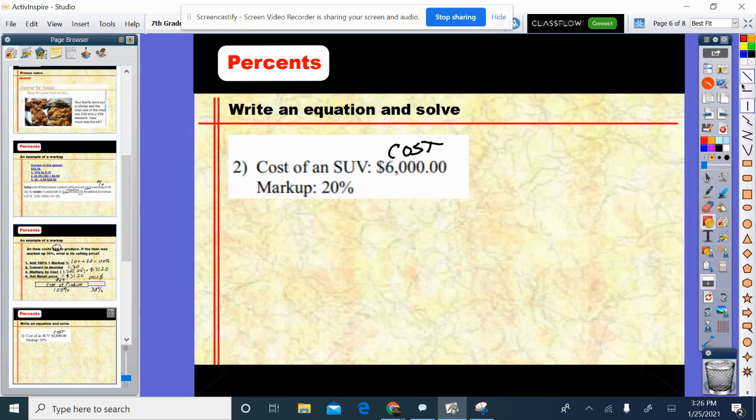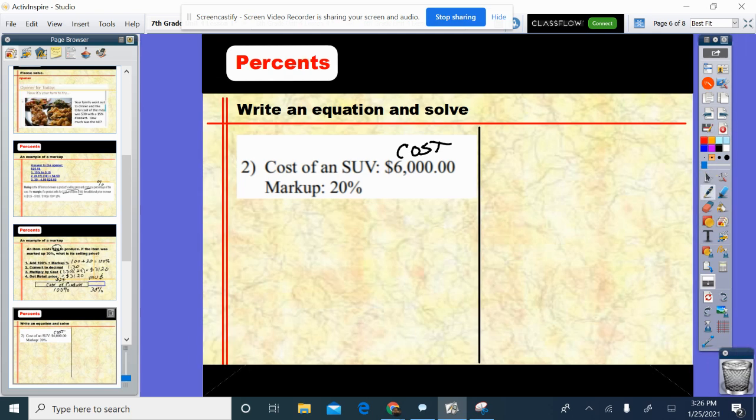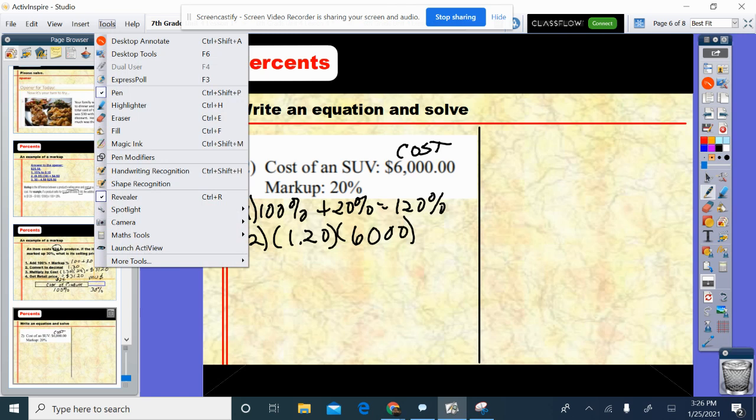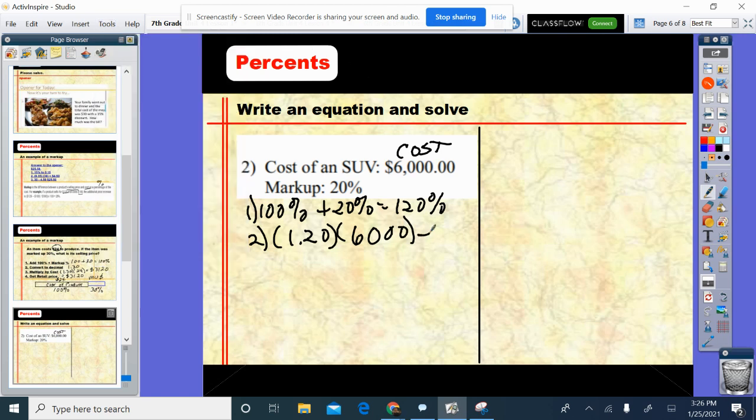I'm going to separate these. There, we'll separate it like that. Okay, so the first one is what we just did. Number one, I add 100%, which is the cost of the item, plus the markup percent. I get 120%. Convert that to a decimal. Bring that decimal point 2 places to the left. And then I multiply it times the cost. And that's going to give me $720.